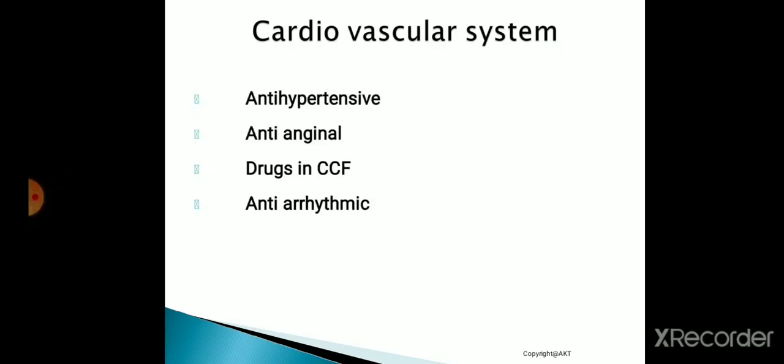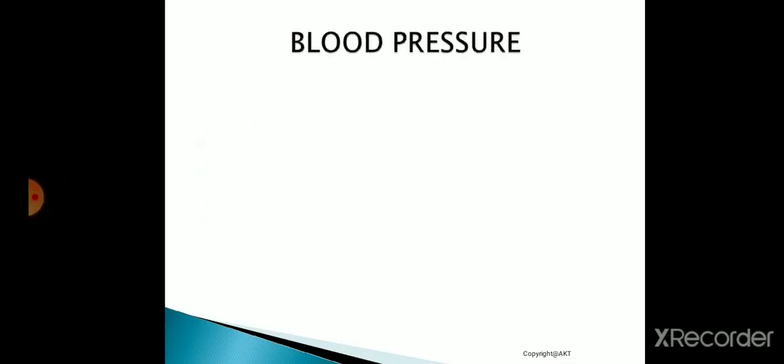Drugs which are mainly used in treating the diseases affecting the cardiovascular system. That is, one is anti-hypertensive drugs, second is anti-anginal drugs, third is drugs for congestive cardiac failure, also known as congestive heart failure, and anti-arrhythmic drugs. So, just starting with anti-hypertensive drugs.